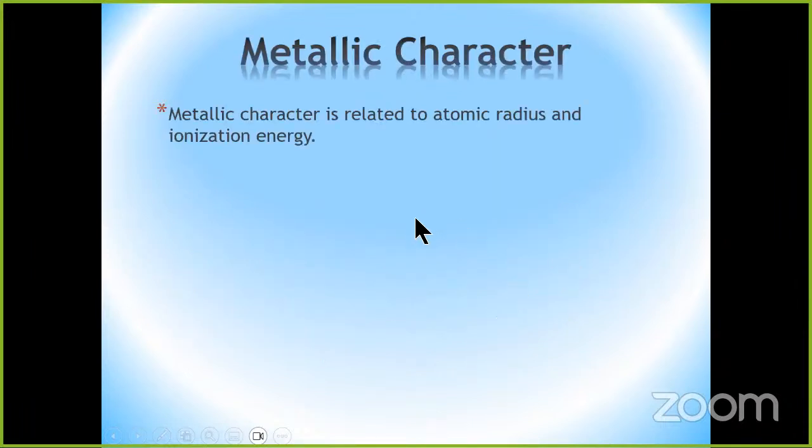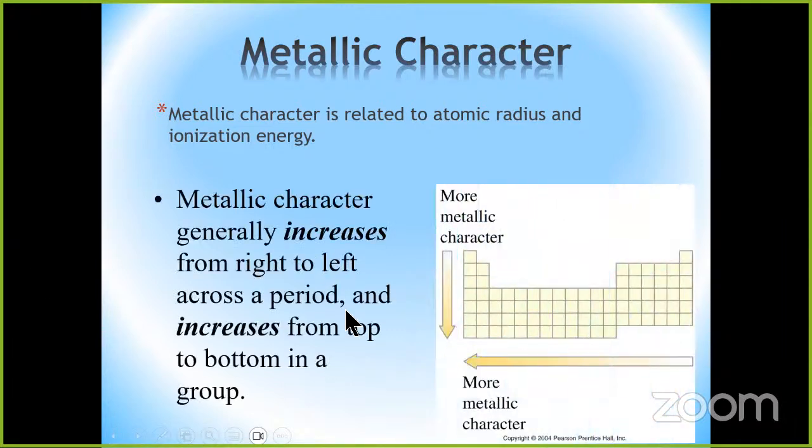Let's talk about metallic character, which is another thing we can observe with respect to trends. Metallic character is directly related to the ionization energy, which itself is directly related to atomic radius. Metallic character increases as you go down any group and as you go from right to left of any period. This summarizes that trend. Basically, the lower the ionization energy, the greater the metallic character.